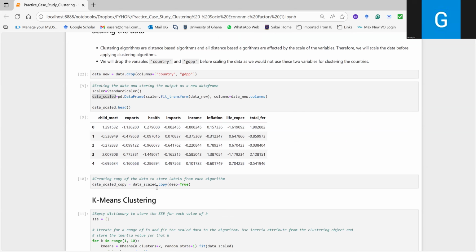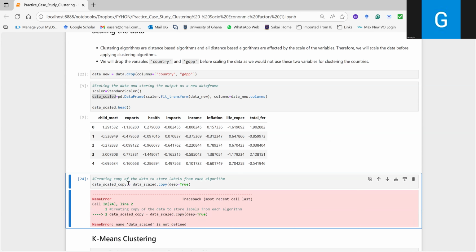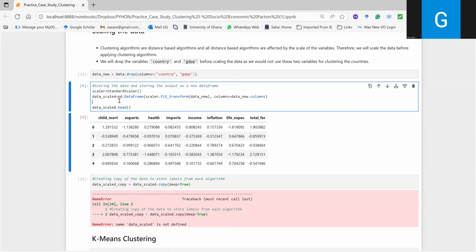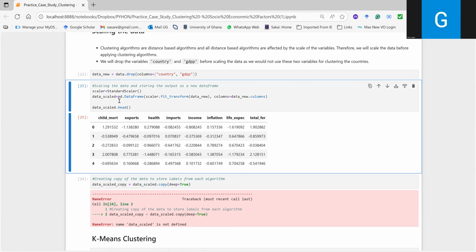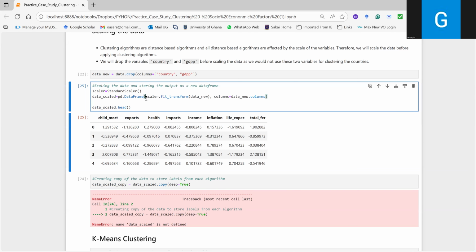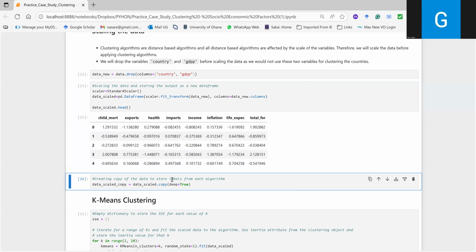So now we can create a copy of the data set to store labels from each algorithm. So normally you can create this copy and then store. It will be needed. Oh, it looks like I've not run this. Have I run this? No, I haven't. So let me run the standard scalar one. Okay. So now we got the same values. And then we can store the data. We've kept a copy of the data.